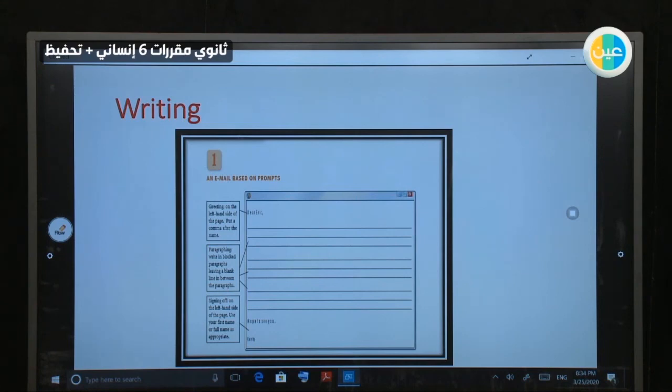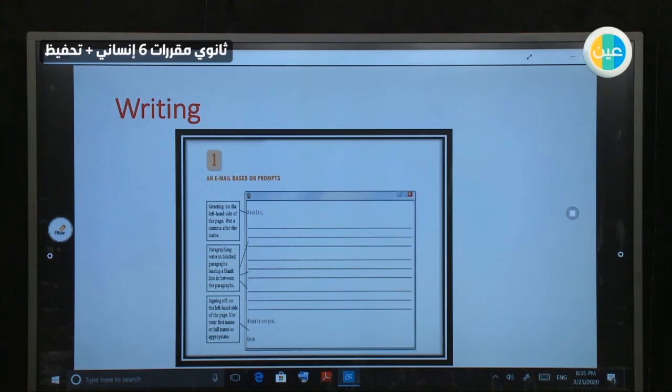And you will have an email based on prompts. Here he wants you to remember, just revise, refresh your information. Don't forget that at the top left, we will write the greeting on the left-hand side of the page, like dear, here, dear Eric. After we write dear Eric, you know that you will start with a capital D and a capital for names, then a comma. Don't forget the comma. Then you will write what you want from this email in 2 or 3 paragraphs, and don't forget to write in blocked paragraphs, leaving a blank line between the paragraphs.